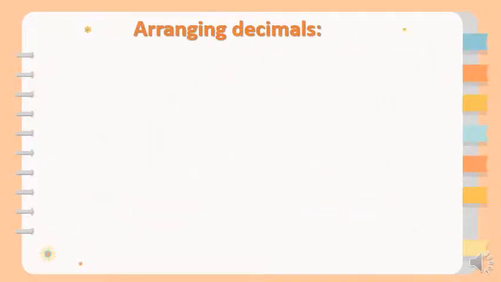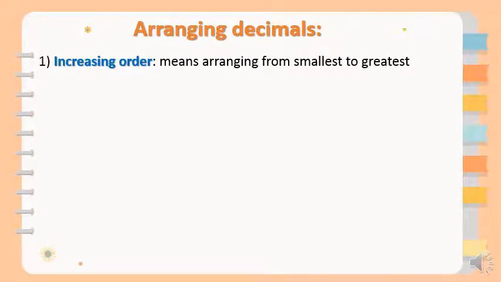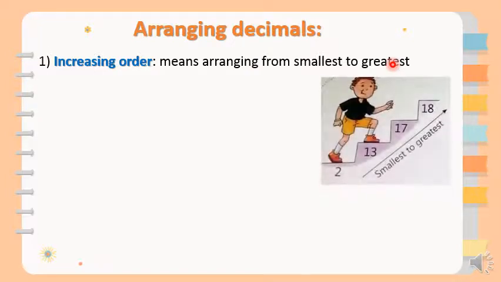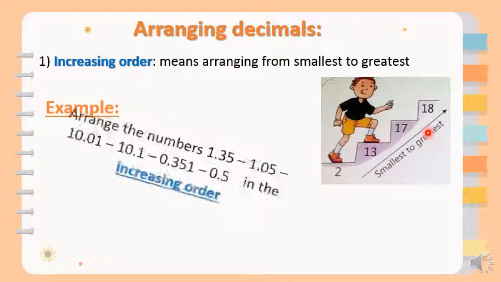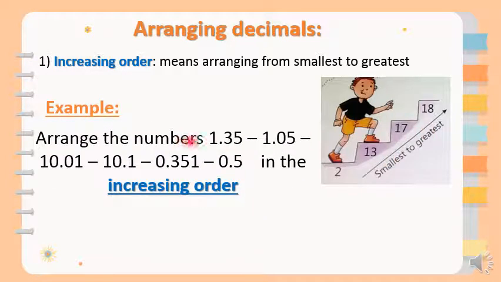Today we are going to talk about arranging decimals. Case 1. Arranging decimals in the increasing order. Increasing order means arranging the numbers from the smallest to the greatest. From the smallest to the greatest, going up. Example, arrange these decimal numbers in the increasing order.